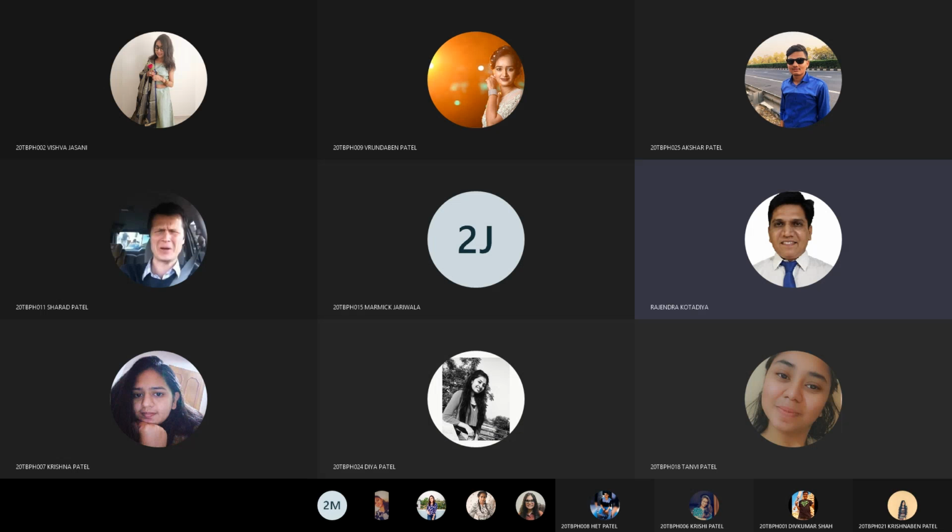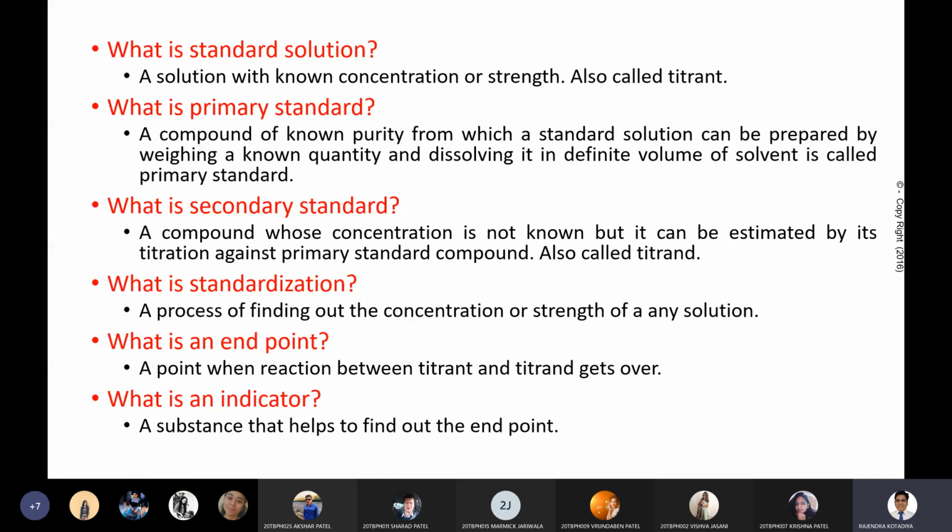So while you are having your practicals, you're supposed to know these terms. Okay, so we'll repeat one by one. Starting with the first one, that is, what is a standard solution? A standard solution is a kind of solution whose concentration is known to us, and it is also known as titrant.